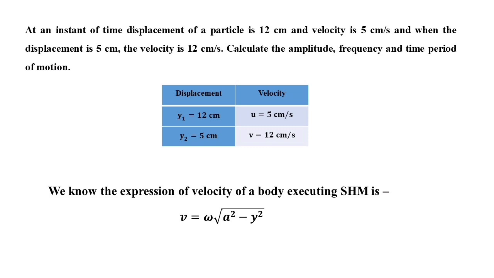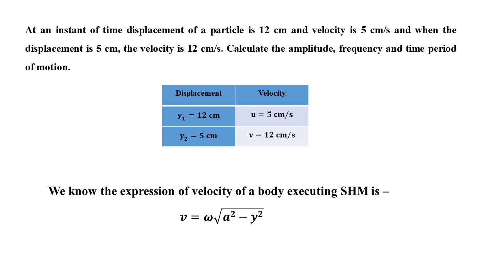Now just consider a similar problem where numerical values of velocities of a particle executing simple harmonic motion have been given in two different positions. That is, at an instant of time, displacement of a particle is 12 centimeter and velocity is 5 centimeter per second, and when the displacement is 5 centimeter, the velocity is 12 centimeter per second. Now calculate the amplitude, frequency and time period of motion.